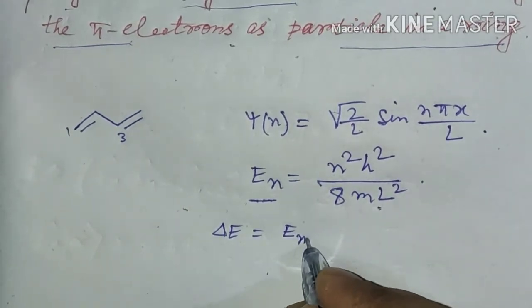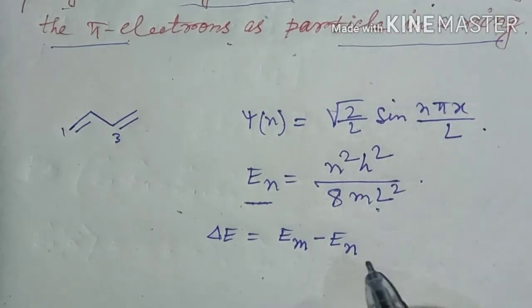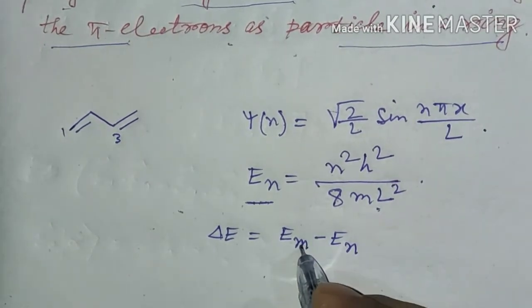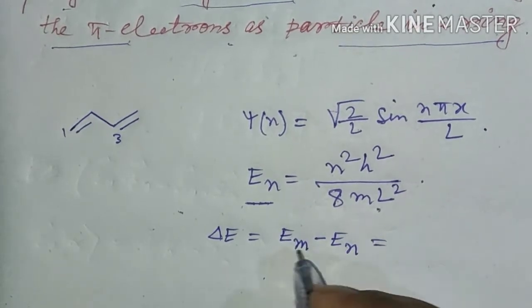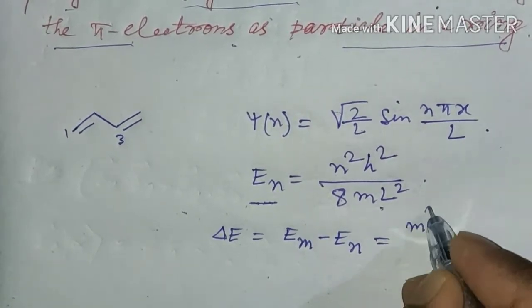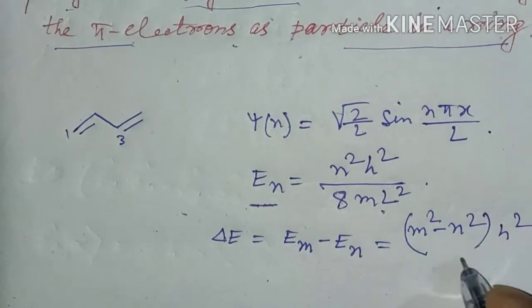will be Em minus En. If electron excites from nth state to mth state, then the transition energy will be like this, Em minus En, and the energy will be like this.